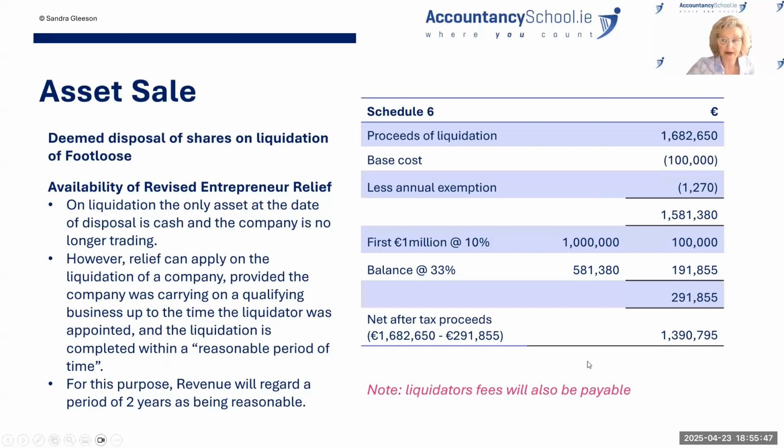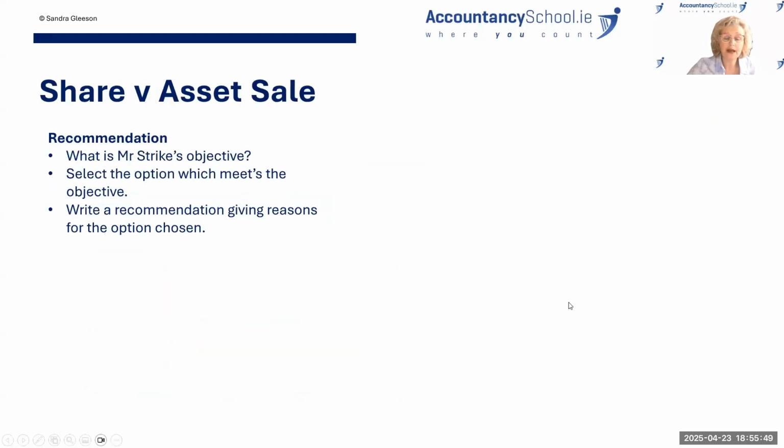So now we need to compare them. And when we compare them, we're required to give a recommendation. The recommendation should be based on meeting Mr. Strike's objective. And we said that was that he would have the maximum amount of cash to pay off his personal debts. It's very important in the exam that you write a recommendation.